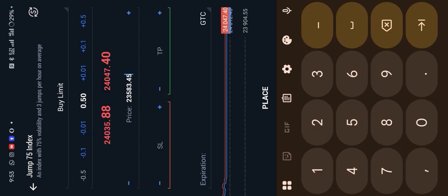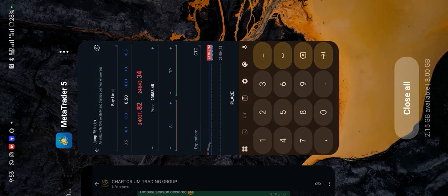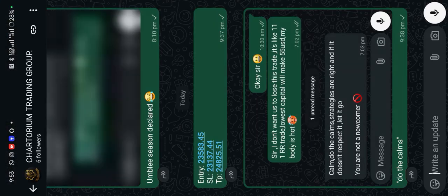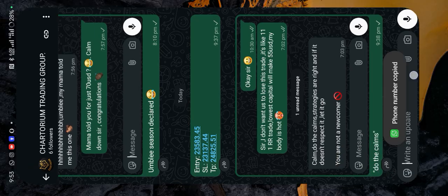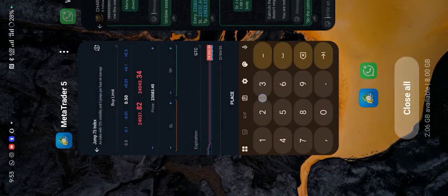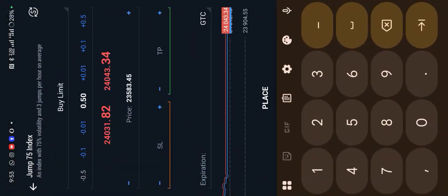So if you know you have a small capital, you will always make sure that you use a minimal lot size that is suitable for your account type, for your equity. So this is what I do here. Now I've gotten this. Then this person says my SL. Then this is what I do again. I come here and I paste for my SL.